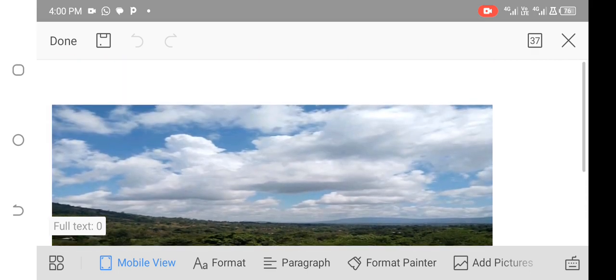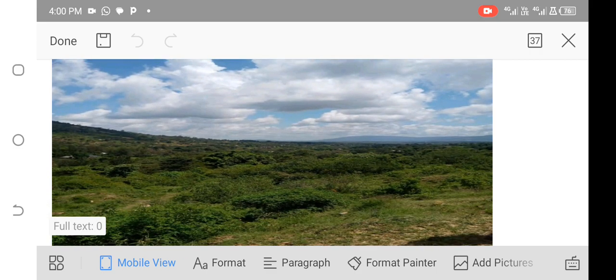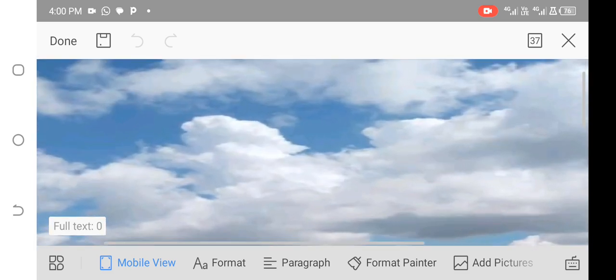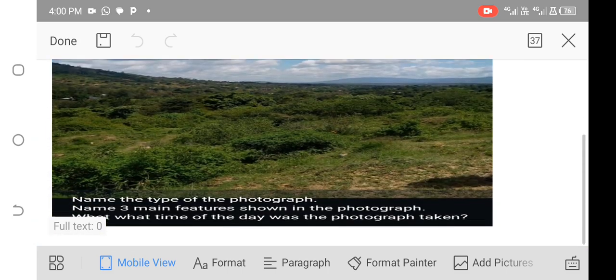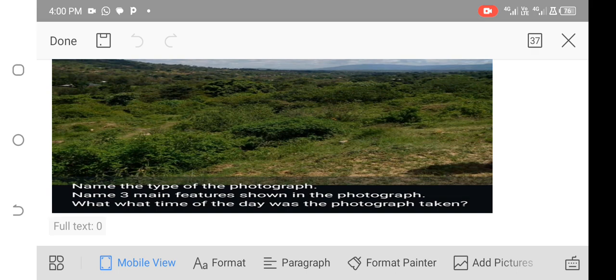So probably it was during the day because you cannot see the sunset or sunrise, plus the shadow that has been cast here is on the west, so probably it was in the morning, but it's so short. The shadow is short, so it's probably morning around 11 headed to 12.